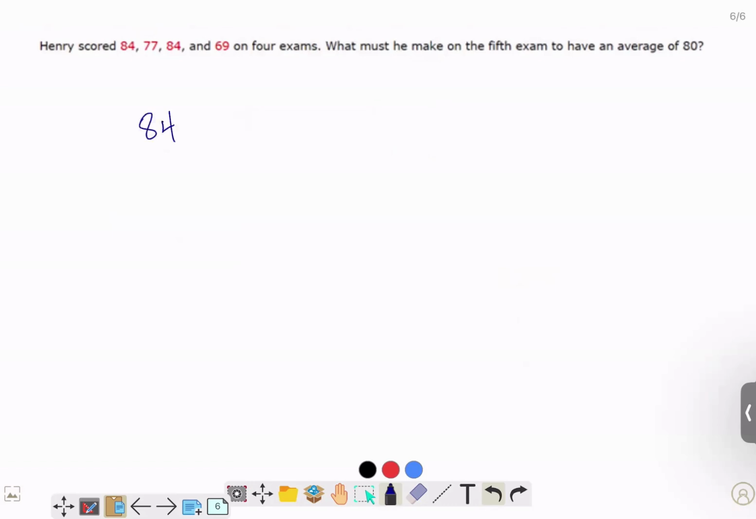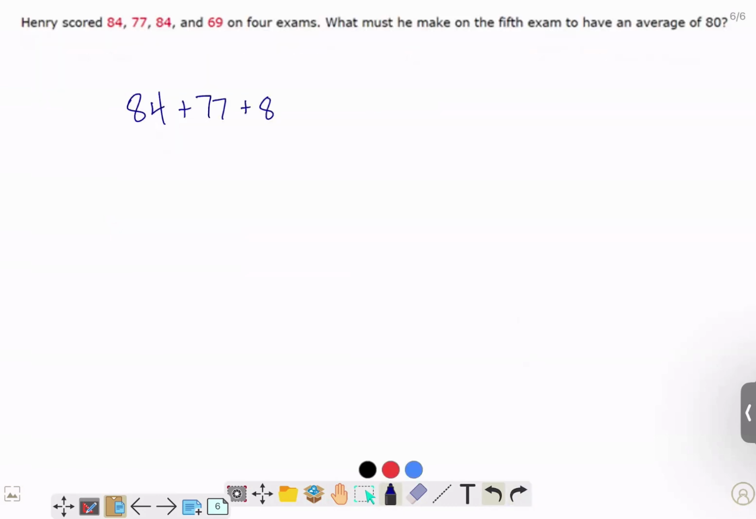So the first one, he got 84. The second one, he got 77. Going to add them. Third one, he got 84. The fourth one, he got 69. And then we don't know about the fifth one, so we're just going to put a placeholder in there. But once we calculate the sum, we would have to divide that by 5. It's 5 exams. We want that to be equal to 80. Okay, so I just kind of created an equation here that I can solve to get this missing test score.